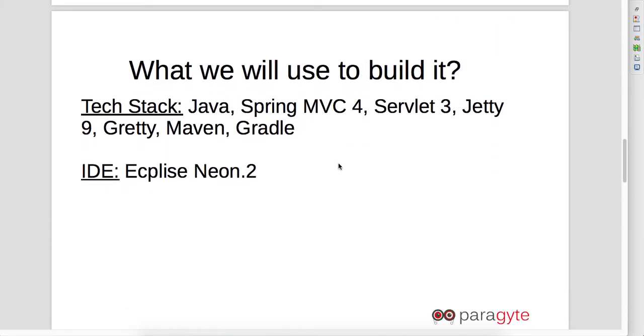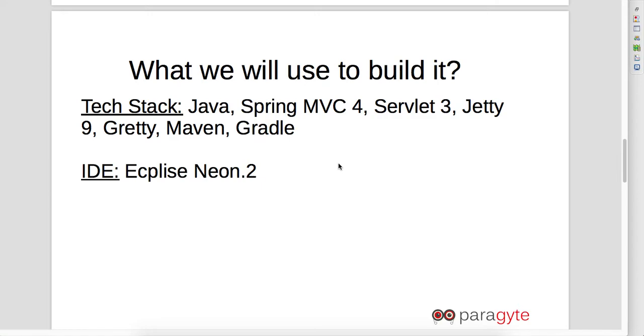So what will we be using to build this application? We'll be using Spring MVC 4, Servlet 3, Jetty 9, Gretty, Maven and Gradle. We'll be using Eclipse Neon 2 to build our system. Jetty 9 is a servlet container which will run our application, whereas Gretty is an embedded servlet container plugin which allows Gradle to run any servlet container such as Tomcat or Jetty inside our application. Maven will be used to manage our dependencies. Gradle will be used to define what dependencies we need and to build the file.